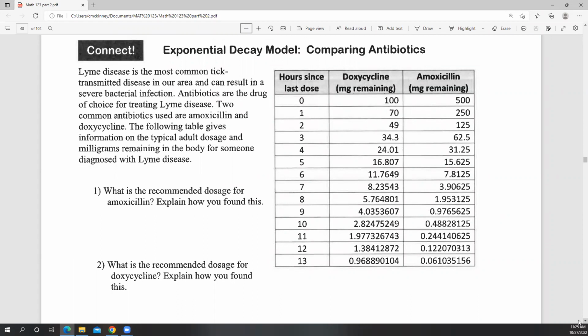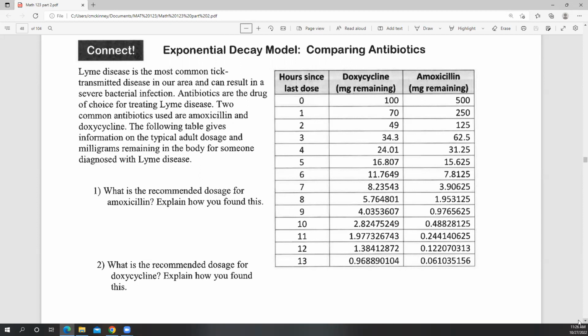So here, if it says hours since the last dose, and that's 0, the 0 time is our initial amount. For number 1 here, doxycycline and amoxicillin are 2 things typically given for Lyme disease. So what is the recommended dosage for amoxicillin?